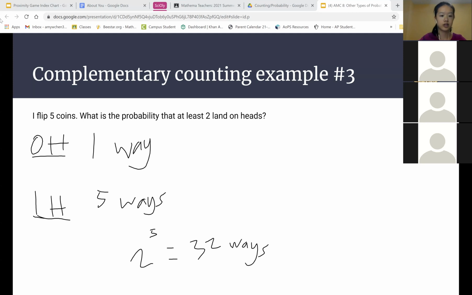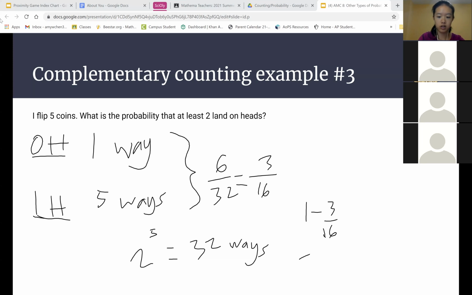So then the combined number of ways for 0 heads and 1 head is 6 ways. So the probability would be 6 over 32. I would prefer to simplify because it makes it easier when you're subtracting things. So that would be 3 over 16. And subtracting that, 1 minus 3 over 16 equals 13 over 16, which is our answer. So good job, Monosvi.